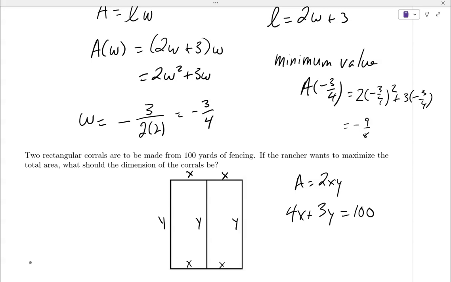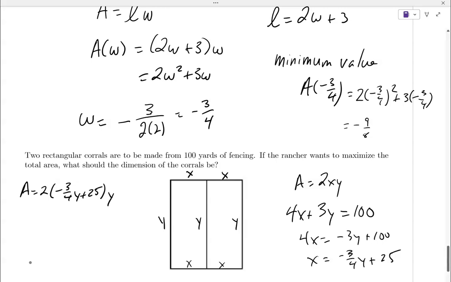Yeah, isolate either x or y. Solve for one of them. Doesn't matter which. I'll solve for x, only because the 4 evenly goes into the 100. So my x is negative 3y plus 25. And then what do you think we do with that? Plug in for x into your area. And now attack the problem just like we did the previous one. So I'll leave that for you to finish. But that's the basic idea in doing these maximum and minimum problems.